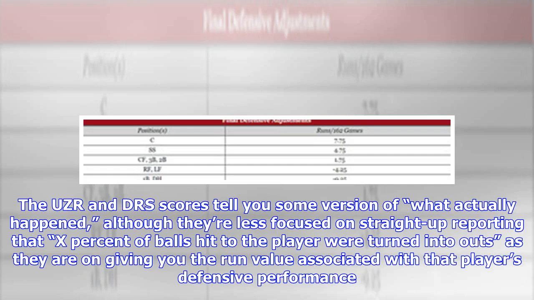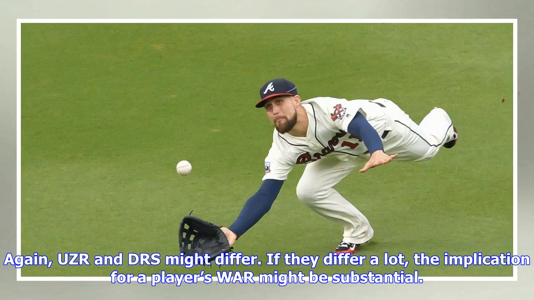The UZR and DRS scores tell you some version of what actually happened, although they're less focused on straight-up reporting that X% of balls hit to the player were turned into outs, as they are on giving you the run value associated with that player's defensive performance. Again, UZR and DRS might differ. If they differ a lot, the implication for a player's WAR might be substantial.